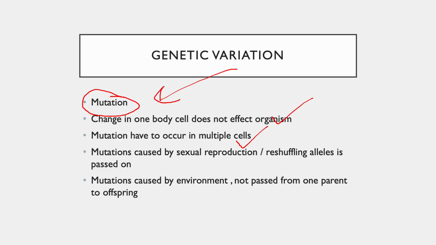Obviously, as I pointed out, independent assortment, crossing over, random fusion are some of the reasons for genetic variation. So, sexual reproduction is an important part of it. Mutations which are caused as a result of environment, because an individual is trying to survive in that particular environment, are not passed on from the parent to the offspring. It is just that adjustment of that generation which occurs.